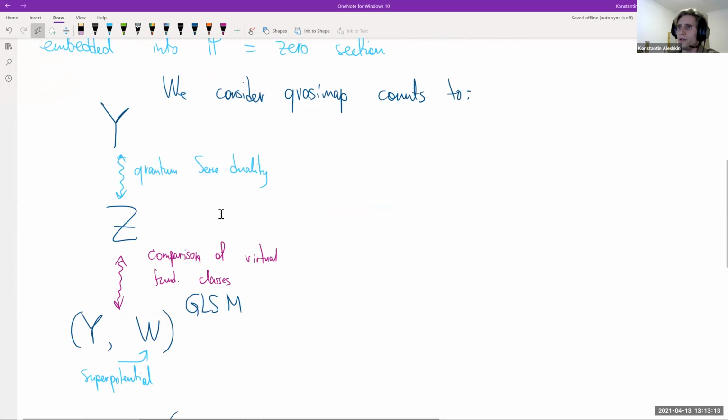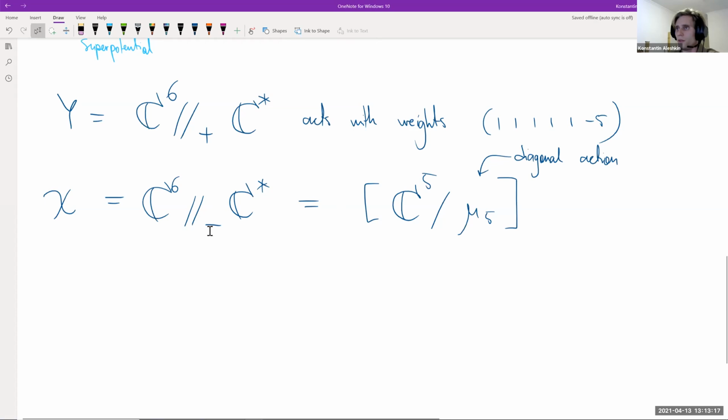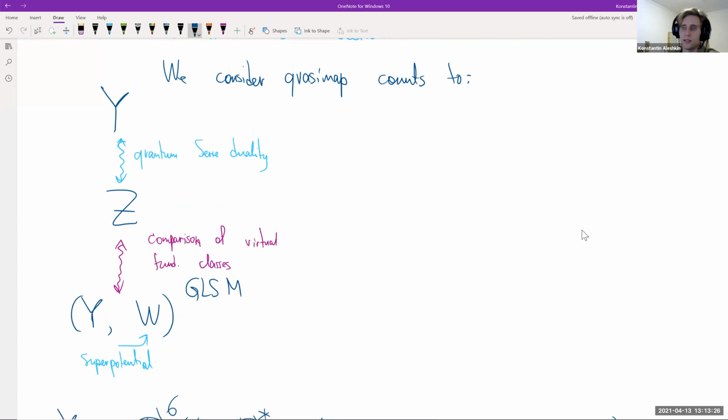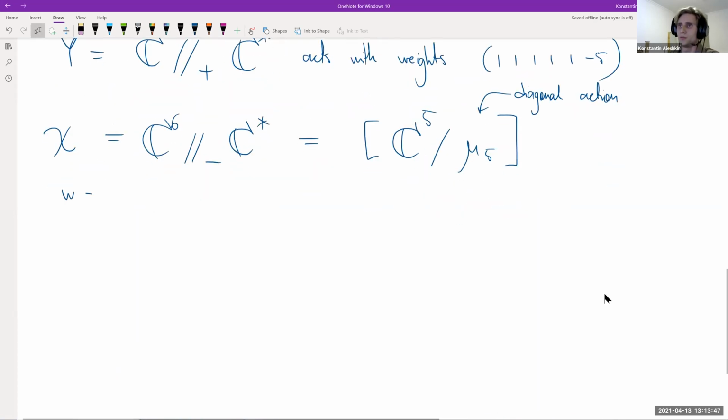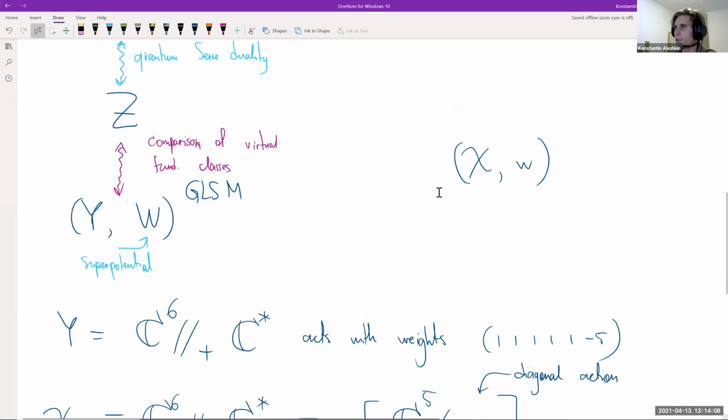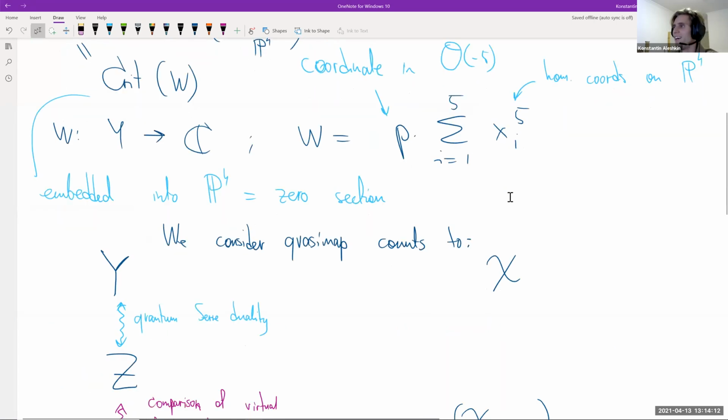And the other related theories come from this other stability condition. So we can consider quasi-map counts to the stack X, that is, C5 modulo mu5. And we can consider some GLSM counts or FJRW counts into X with superpotential small w, where small w is just a sum over xi to the power 5, where xi are coordinates on this C5. So this big W is like small w times p from the point of view of physics. From the point of view of mathematics, one has to be slightly more careful.